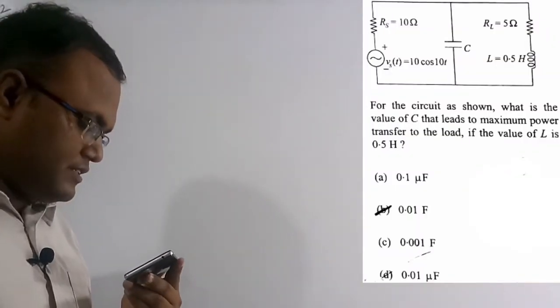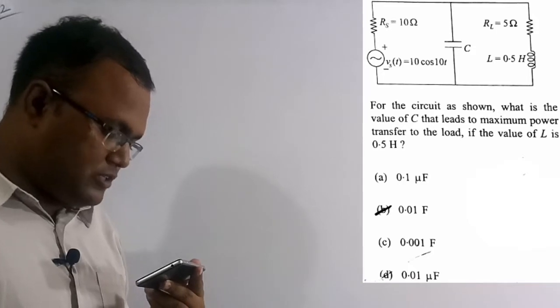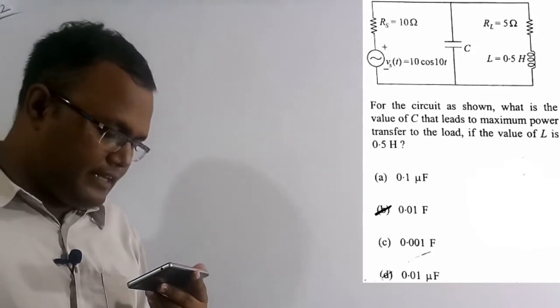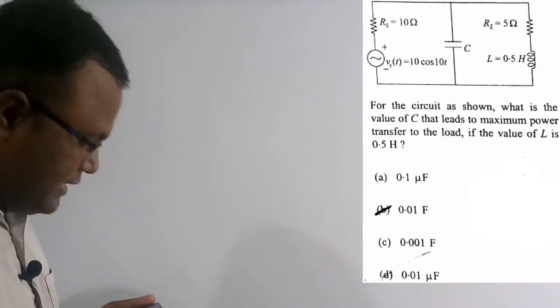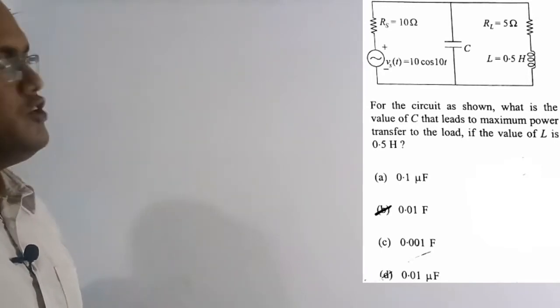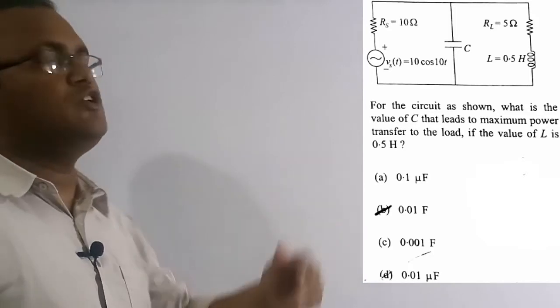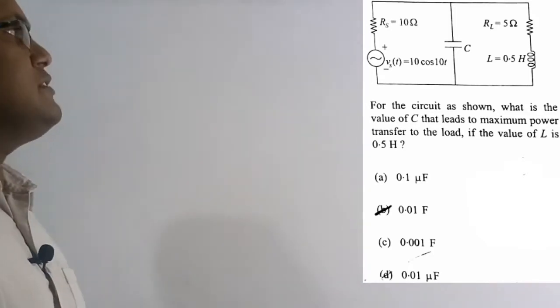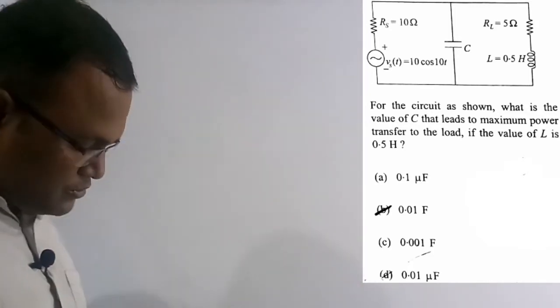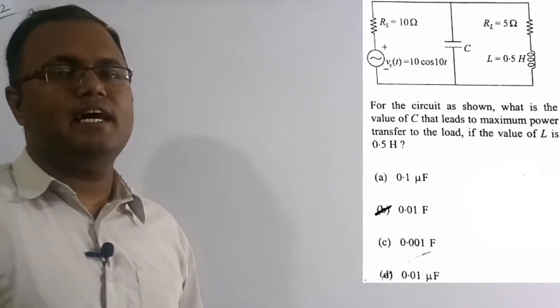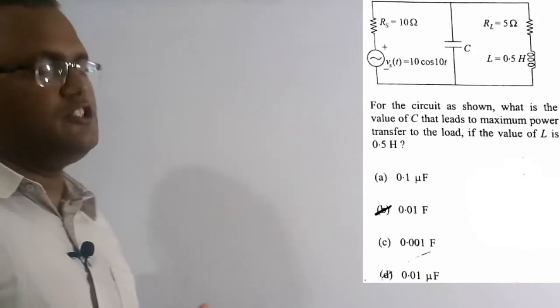See the question here. For the circuit as shown, what is the value of C that leads to maximum power transfer to the load if the value of L is 0.5 Henry? So in this question we need to find C, so that maximum power will be transferred to this load. What are the four options? Option B, 0.01 farad is the correct solution of this question. So let's solve this numerical.